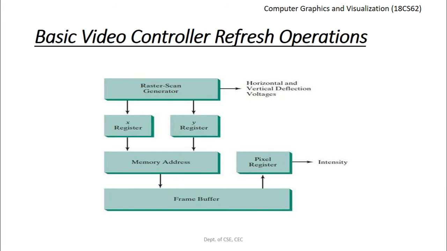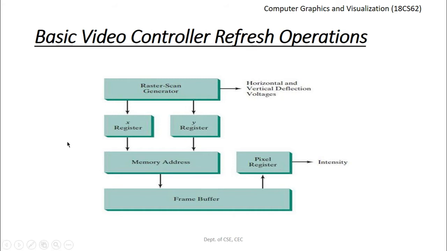Now let us look at the basic video controller refresh operations. As we can see in this diagram, two registers, the X register and the Y register, are used to store the coordinate values for the screen pixel. For any position on a screen, we need the X coordinate and the Y coordinate to pinpoint a pixel location on the screen.